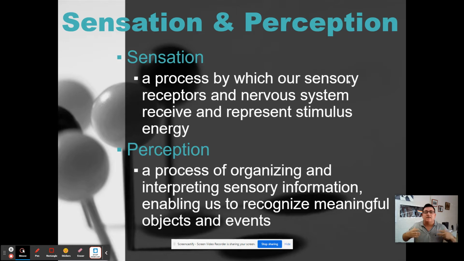Sensation is how our sense receptors and nervous system receive and represent all this energy. Everything in your senses involves energy: kinetic, auditory, wavelengths, things like that. Everything is energy coming into us, and it's how our body makes sense of it. Sensation. Perception is how we organize and interpret that sensory information. It gives it meaning.